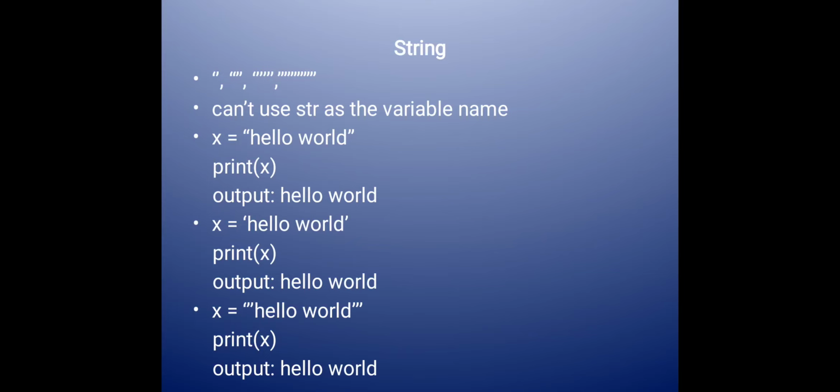So we have cited some examples in this slide. x is equal to hello world in double quotes, in single quotes, in triple quotes. Then while printing x, the output will be hello world. That means the output of the given three examples will be the same, as we already discussed in the first point of this slide. It can be written in single quotes, double quotes, or triple quotes. In whichever format, the output will be the same, that is hello world.